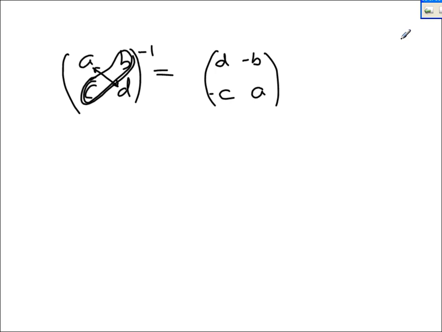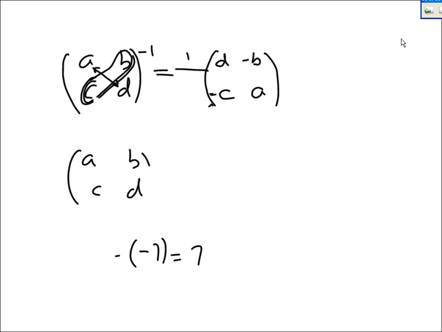If C was negative 7, I put positive 7 there. The sign changes. After all, if you put a negative in front of negative 7, you will get positive 7. Okay. That's not enough. You get 1 over. Now let me just write the matrix down again because I wrote on it a bit. You get 1 over this product, AD, minus that product, BC.